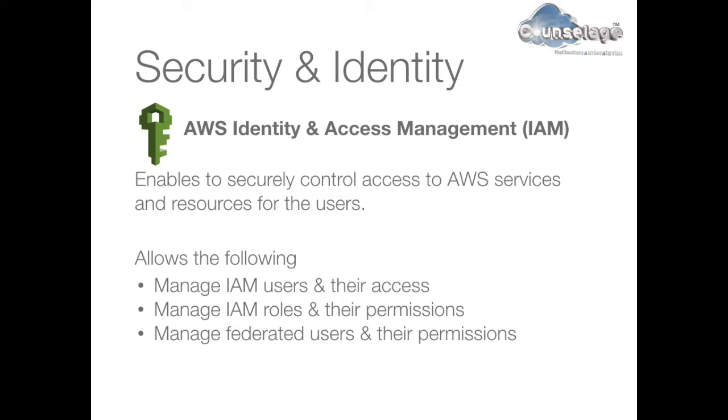Now, using IAM, you can create and manage AWS users and groups and use permissions to allow and deny their access to AWS resources. IAM also allows you to do the following things. The first thing is that it allows you to manage IAM users and their access. You can create users in IAM, assign them individual security credentials, or request temporary security credentials to provide user access to AWS services and resources. You can manage permissions in order to control which operations a user can perform.